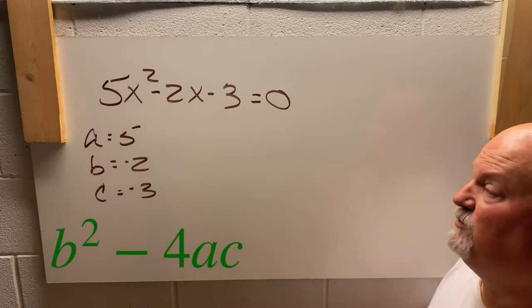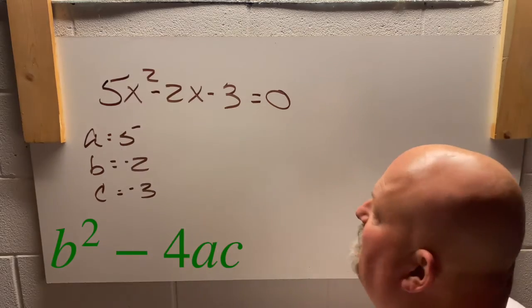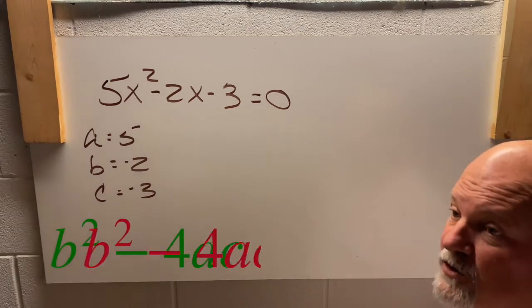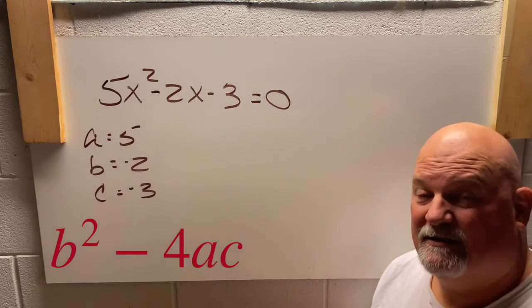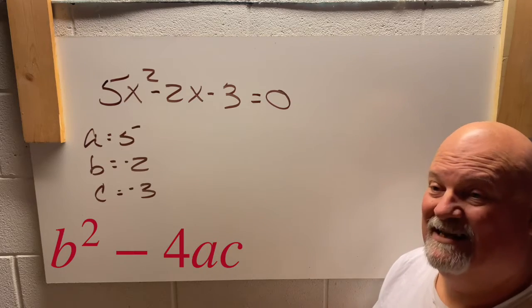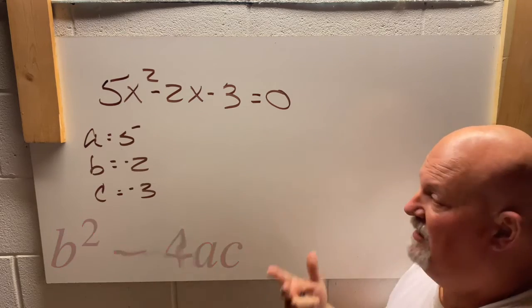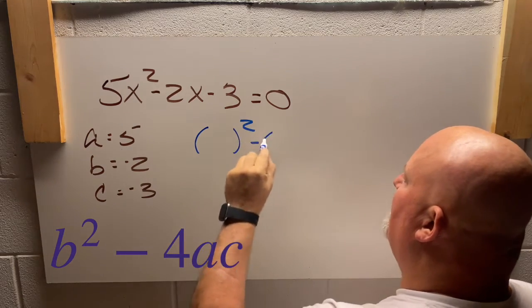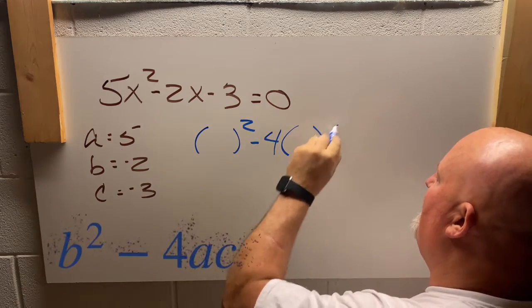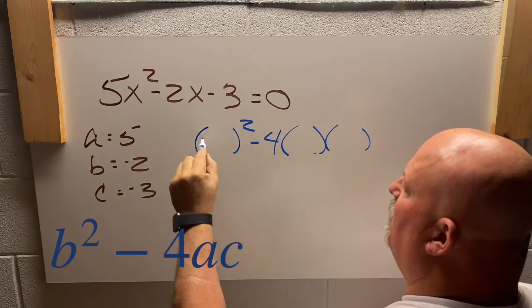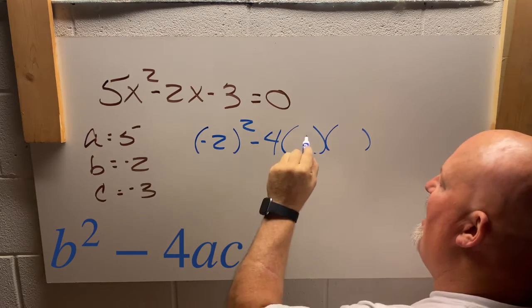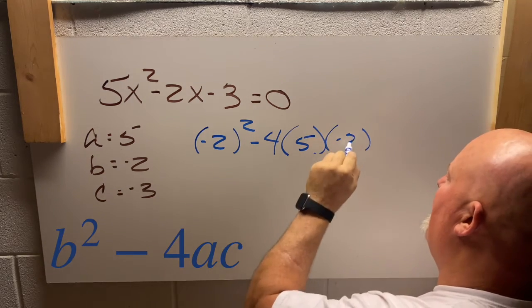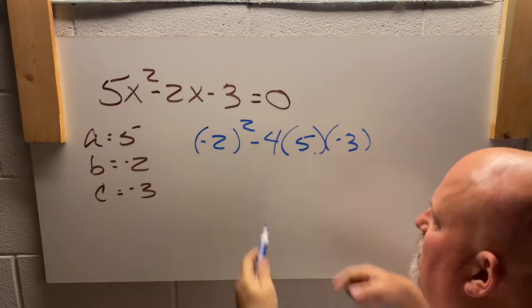Okay, so let's do our first one. 5x squared minus 2x minus 3 equals 0. I want to find the discriminant. That tells me how many zeros there are. Is there 1? Is there 0? Is there 2? Well, let's find out. So we're going to use b squared minus 4 times a times c. So b is negative 2, a is 5, and c is negative 3. I take those and work this down.